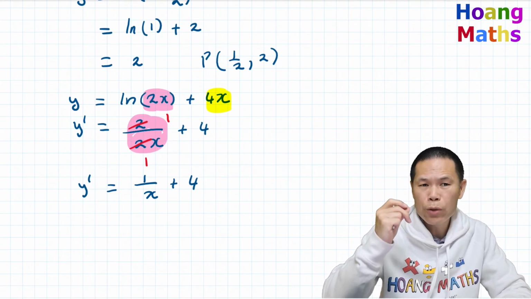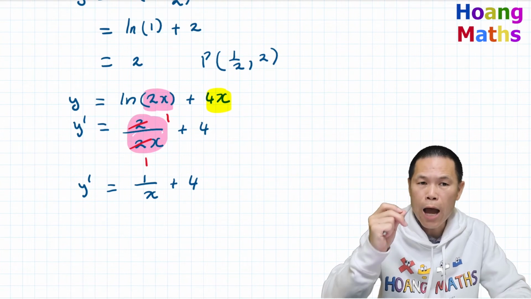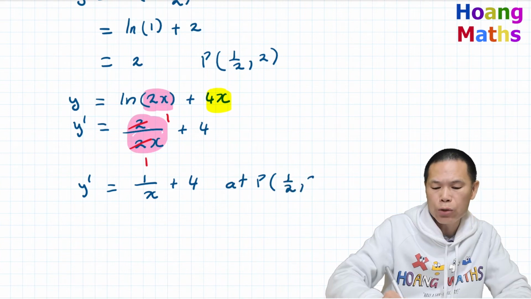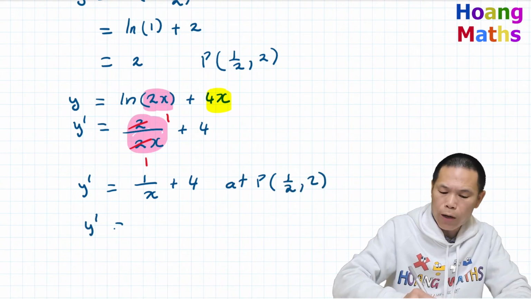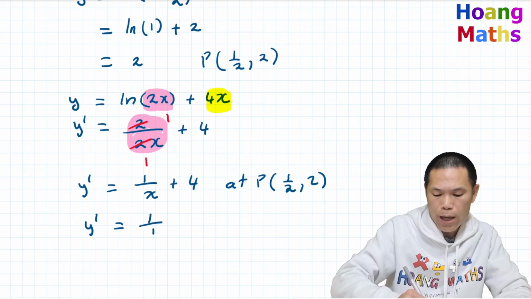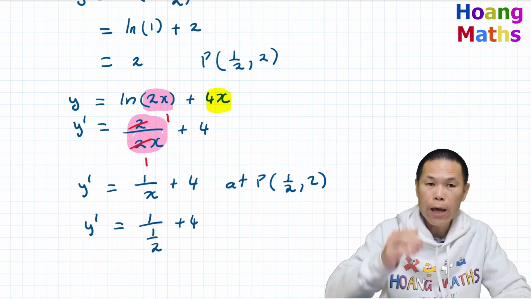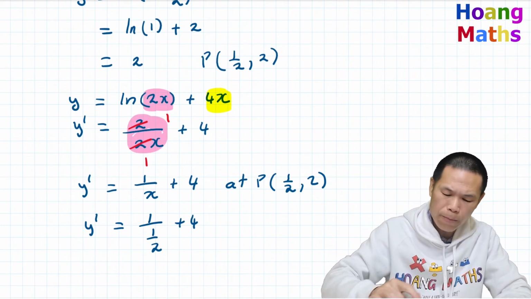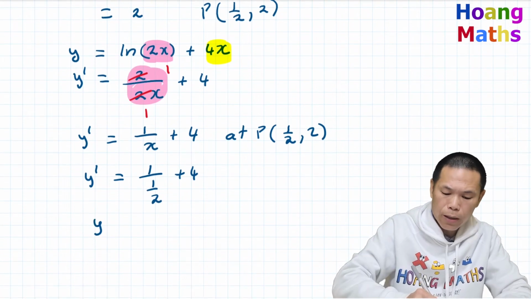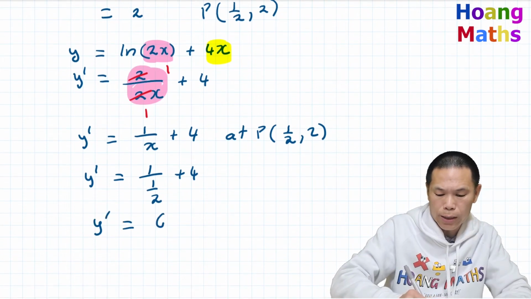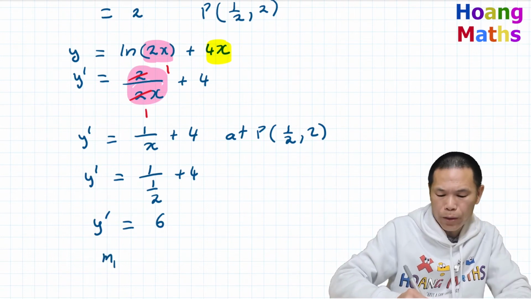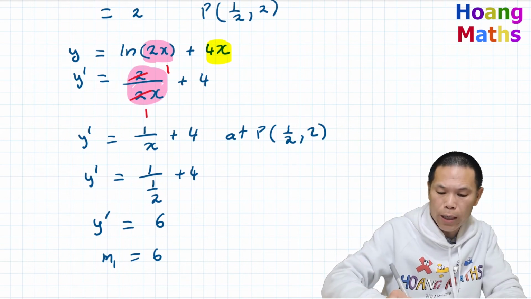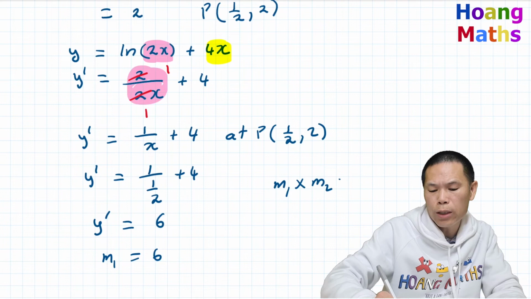But then what we do, we need to find the gradient at the point a half, 2. So at the point a half and 2, the gradient of the tangent is 1 over a half, and then we add 4. And 1 divided by a half is 2, 2 plus 4 is 6. So the gradient of the tangent is 6. So now we know that m1 is equal to 6. And we know that m1 times m2 is -1.